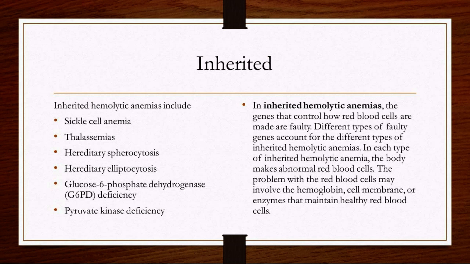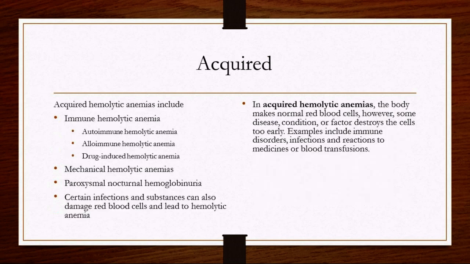If it's inherited, obviously they have to get it from their parents. So their parents have to carry the gene, either one or both parents, depending on which type of hemolytic anemia it is. And then acquired is when some disease condition or factor destroys the cells too early, such as immune disorders, infections, and maybe a reaction to some medications or blood transfusions. So you can see on your left some of the different acquired hemolytic anemias.